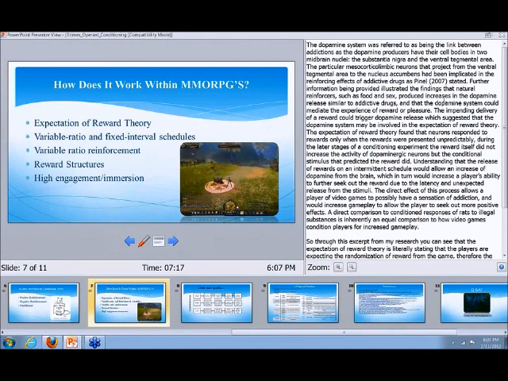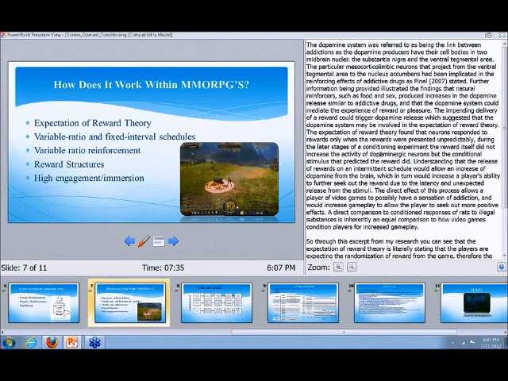The expectation of reward theory found that neurons responded to rewards only when the rewards were presented unpredictably. During the later stages of a conditioning experiment, the reward itself did not increase the activity of dopaminergic neurons, but the conditional stimulus that predicted the reward did.